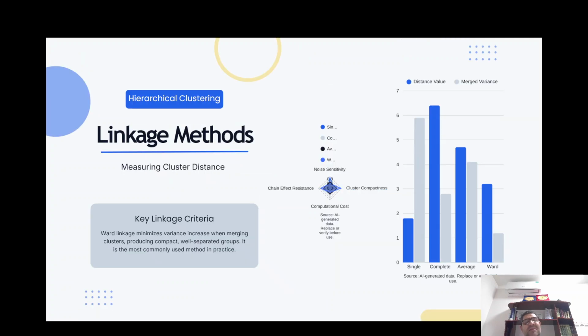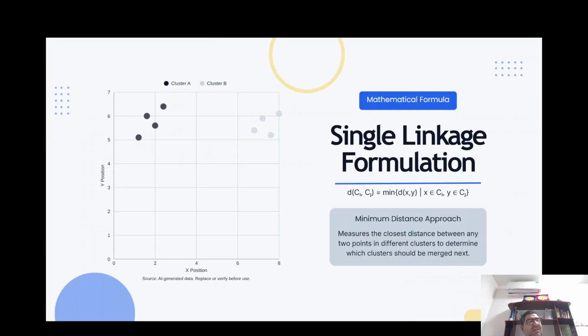And then there are linkage methods. We have seen Ward linkage and the single linkage formulation, and these have different characteristics. We have seen how the variance can be limited when we choose Ward linkage. So I shall be stopping at this point.